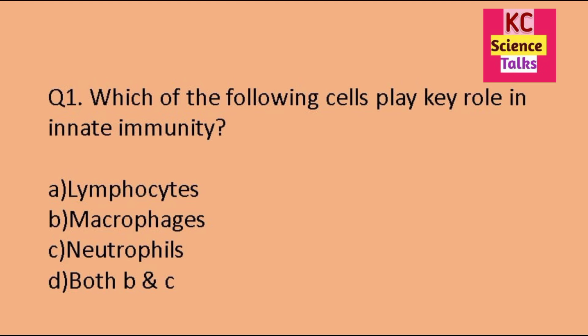So the first question is, which of the following cells play key role in innate immunity? Options are lymphocytes, macrophages, neutrophils, both B and C. So guys, macrophages and neutrophils both play key role in innate immunity. So the answer is D, both B and C.